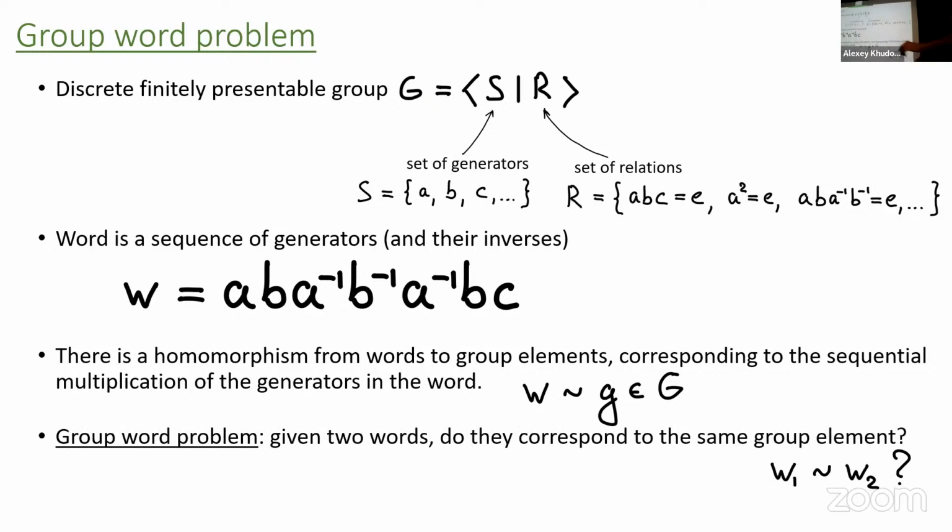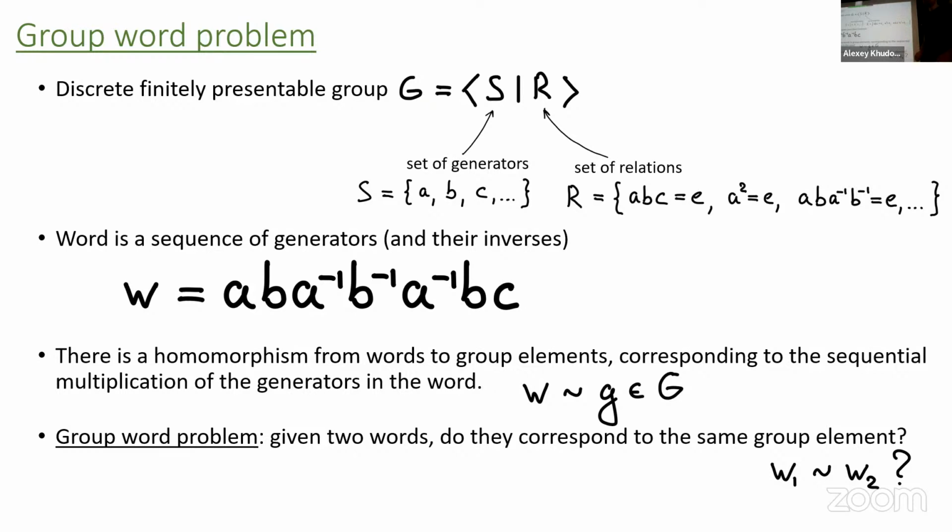Let me first introduce what the group word problem is. If I give you two different words and ask whether they multiply to the same group element or not, that's called the group word problem. So let's try to solve the group word problem for this mock example, W. First, note that this relation essentially means that A and B commute with each other.